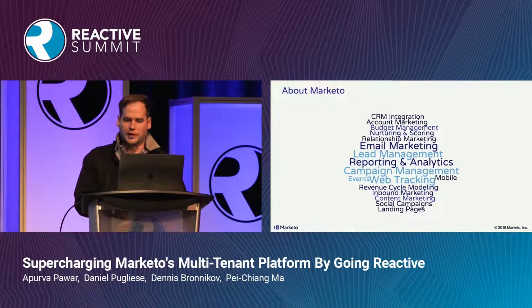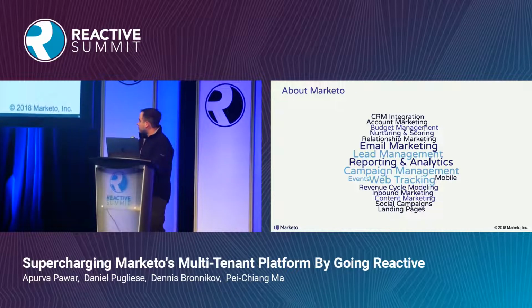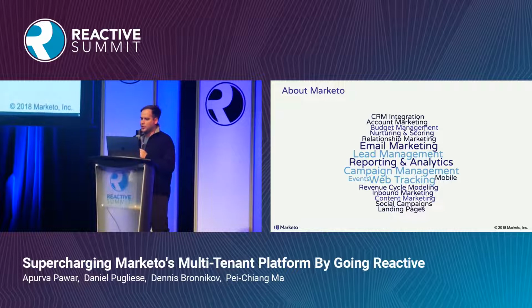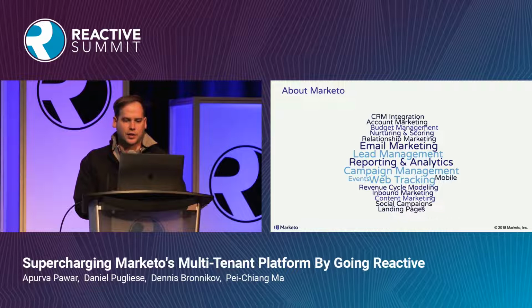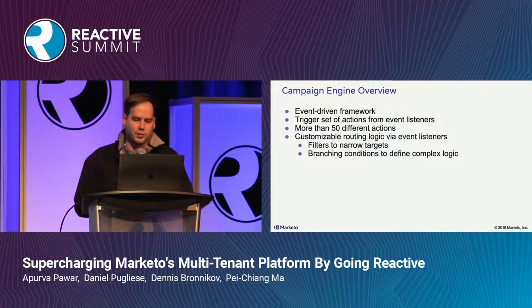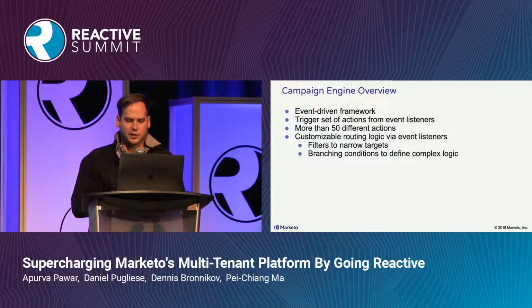Well, we offer the leading engagement platform that allows marketers to grow revenue. We integrate with CRMs, we do email marketing, campaign and lead management, web tracking, nurturing, scoring, analytics, and so much more. We have thousands of customers across more than 50 countries who use our services today, including Microsoft, GE, Panasonic, and Charles Schwab. And a great deal of that is driven by our campaign engine at Marketo. So it's a pretty crucial piece of technology for us.